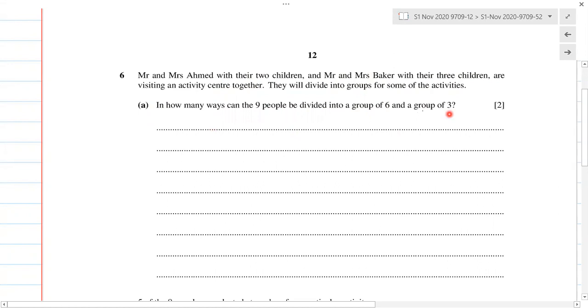When you have a question like this, the total number given is 9. 9 people is given as a total number. You have to divide them into a group of 6 and a group of 3. So first, from the total of 9, you select 6. So that's 9C6. Once you have selected 6 from the 9, there are only 3 remaining, and from those 3 you will be selecting 3. So it's 9C6 times 3C3. That's how you do it.